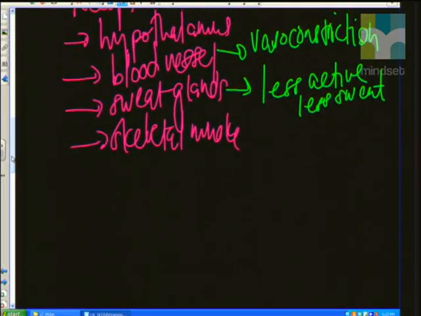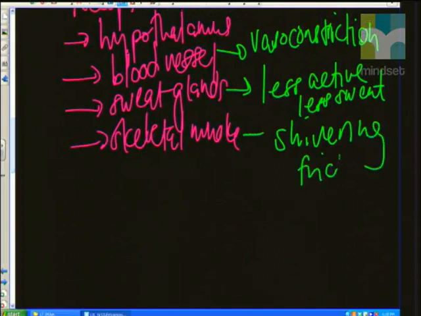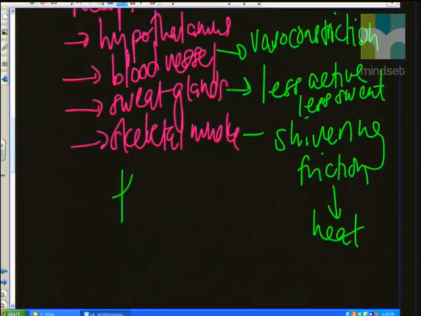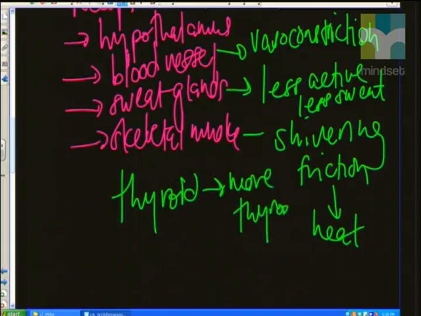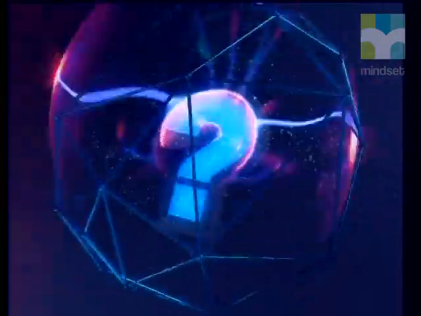Skeletal muscles, what happens to them? They start shivering. And shivering has friction, and friction produces heat. And we can add one more, the thyroid. More thyroxine increases metabolic rate, metabolic rate up, and this creates body heat.